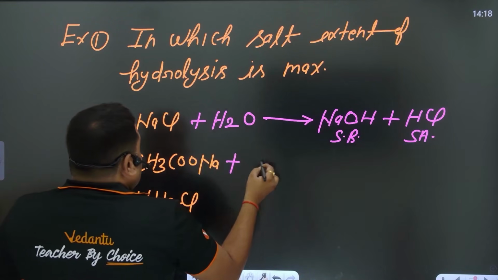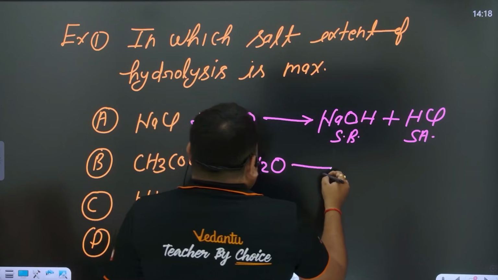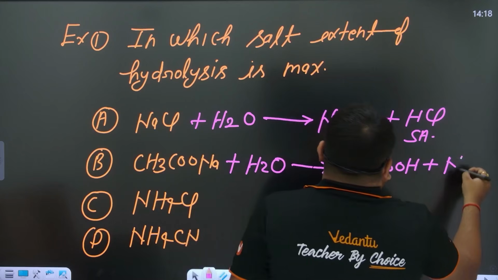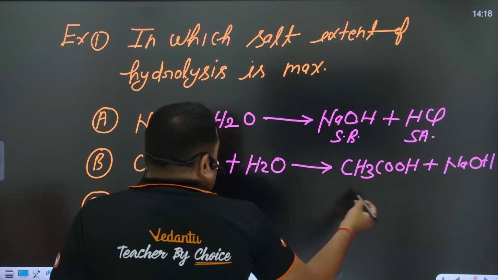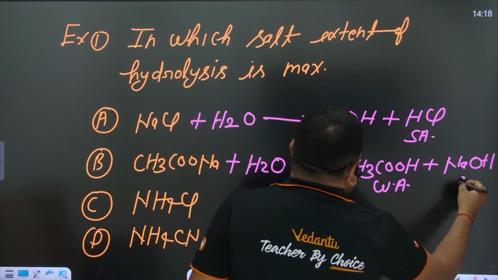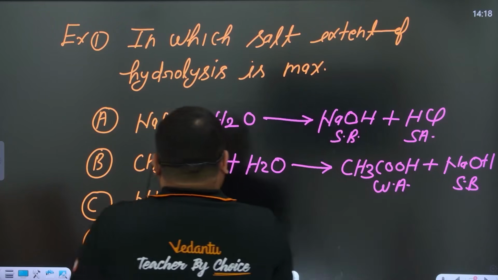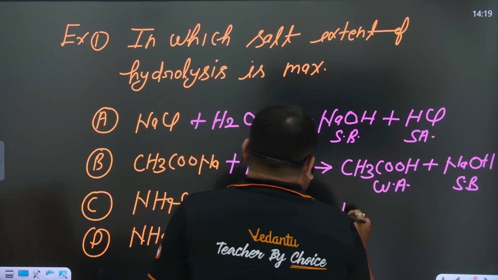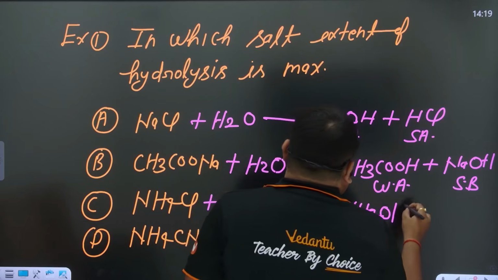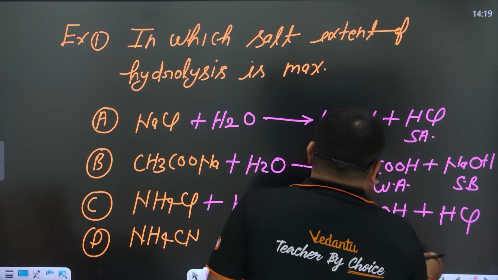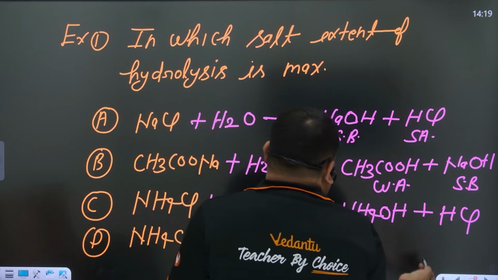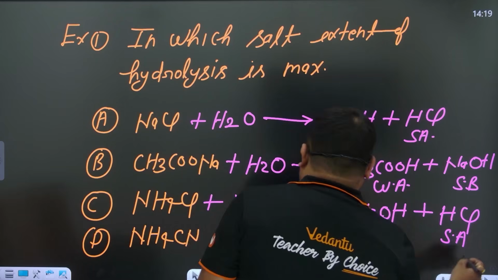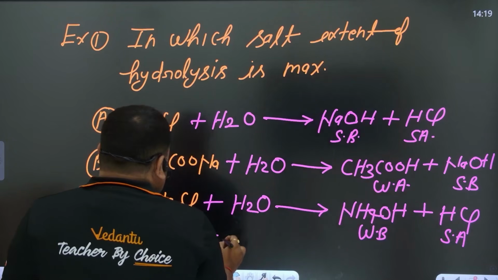Now you have to check option B. Here you get acetic acid and sodium hydroxide. So this is a weak acid and this is a strong base. So one part is weak. Now we have to check the C part. If you add water, then you get ammonium hydroxide plus HCl. So in this C part also, only one part is weak. This is a weak base and this is a strong acid. Now we have to check the D part.